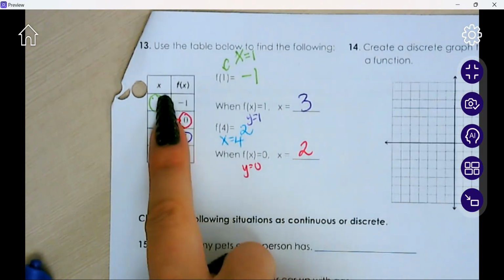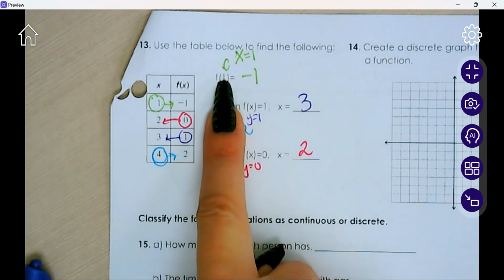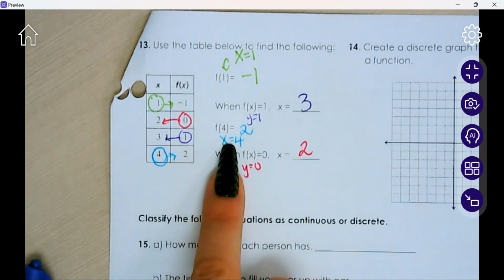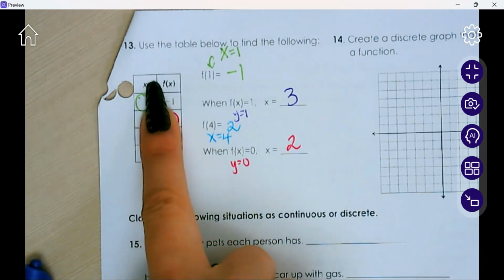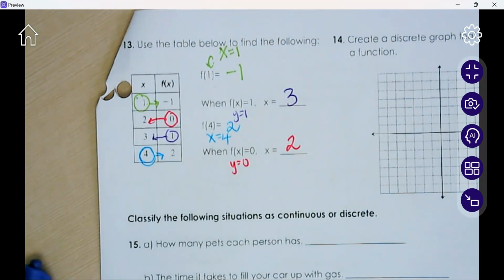So you can kind of see the color coded. This gives you x is 1, gives you y is 1, gives you x is 4, gives you y is 0. And then you find the corresponding ones in the table.